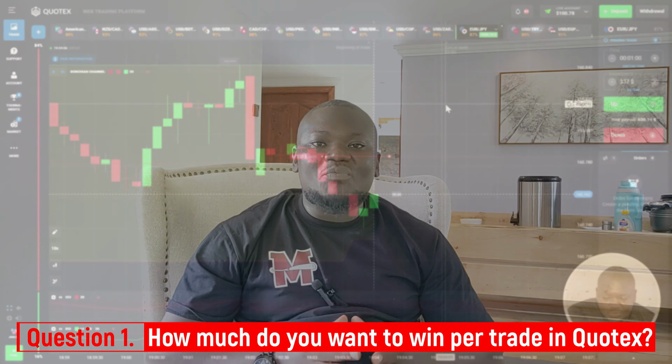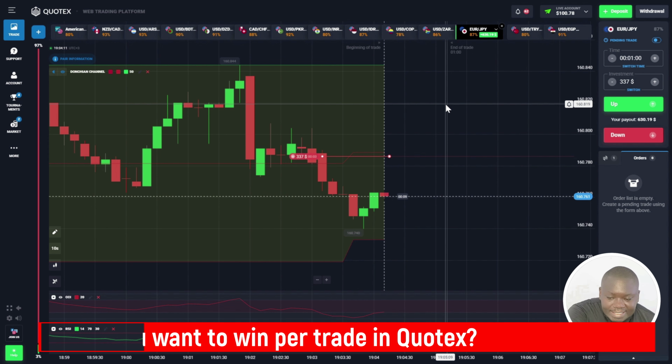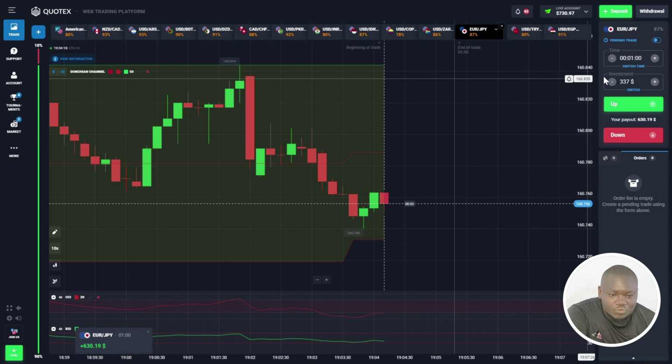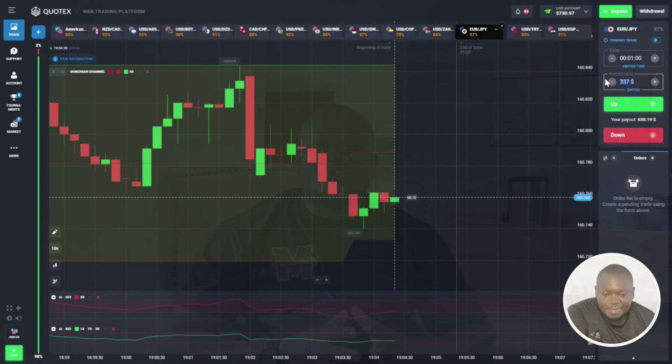Number one, how much do you want to win in Quotex? The amount that you want to win in Quotex will determine how much you trade with. For example, if you want to win $90 in a single trade, then you might want to trade with $100 on a single trade that guarantees a rate of return of 90% and above.